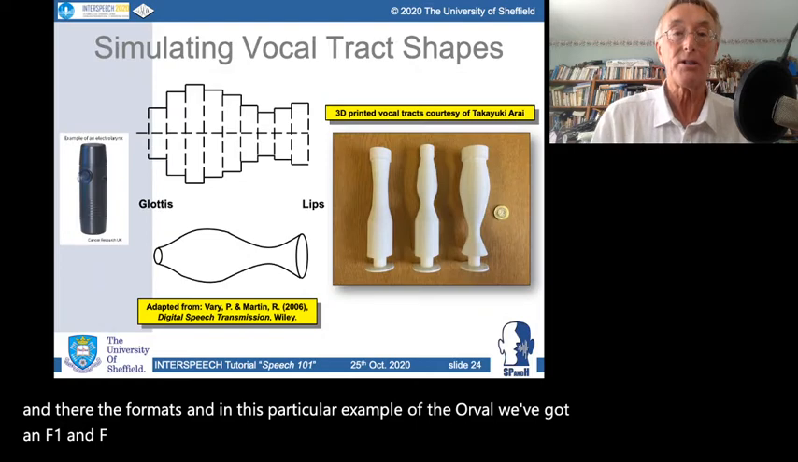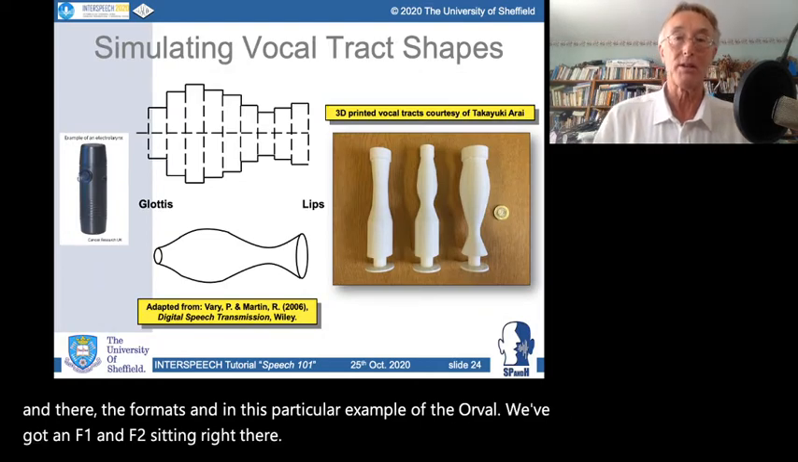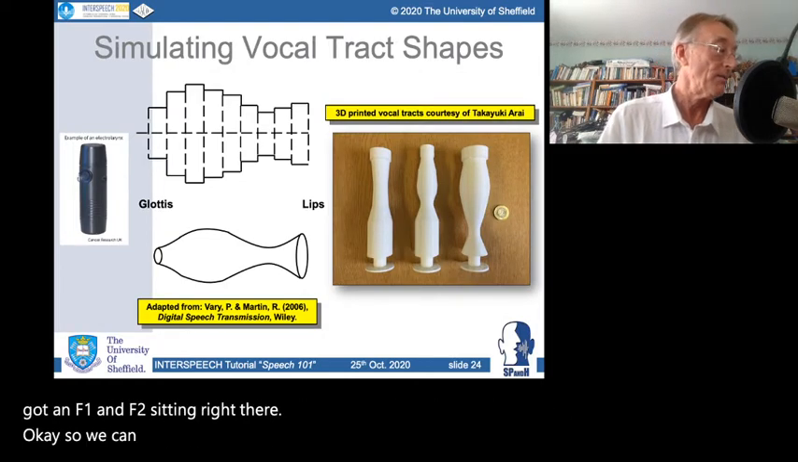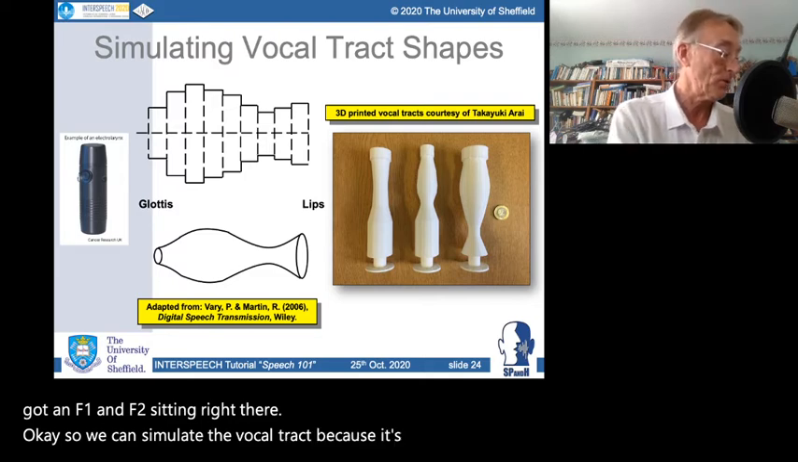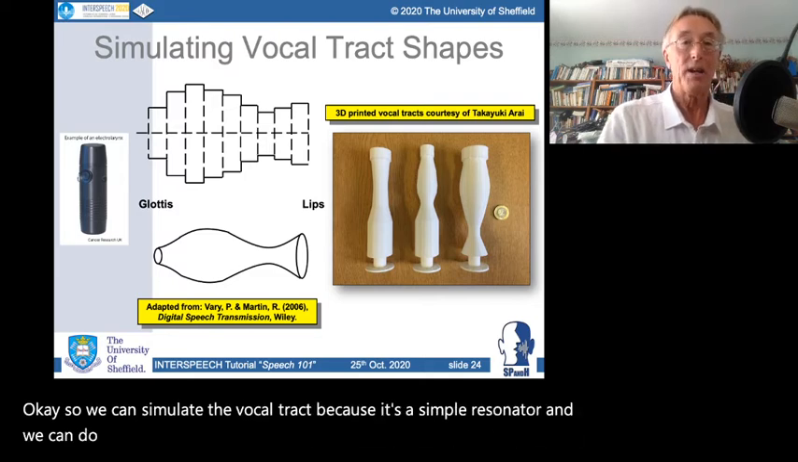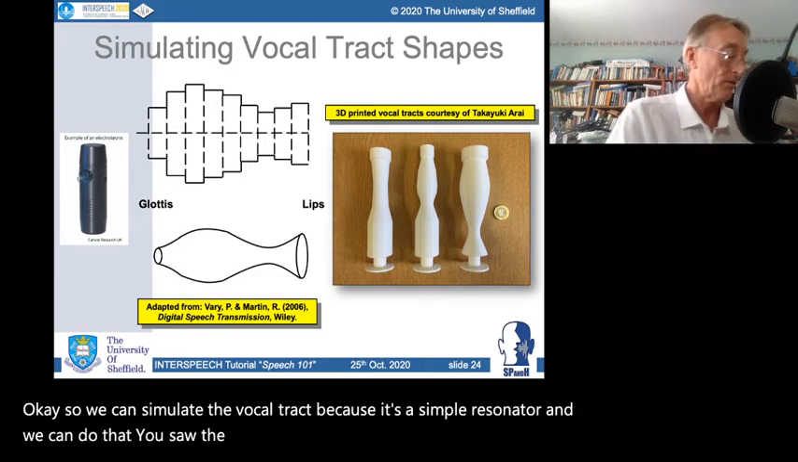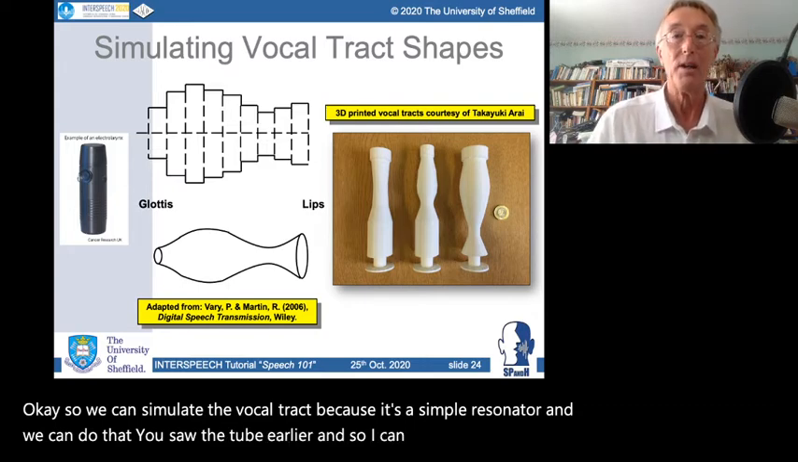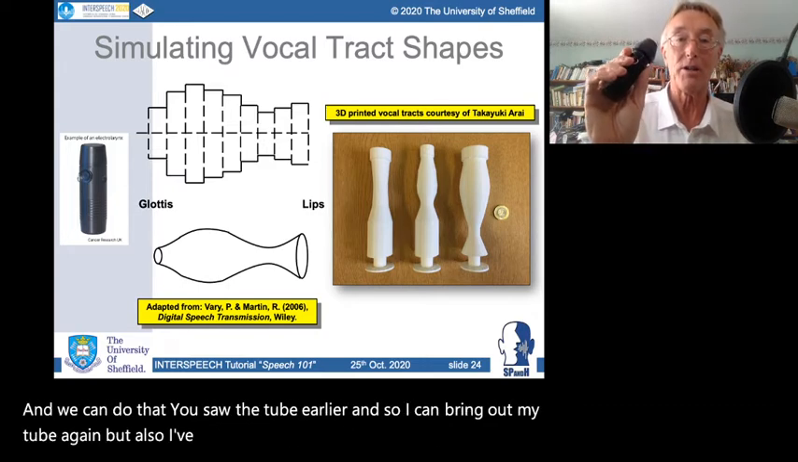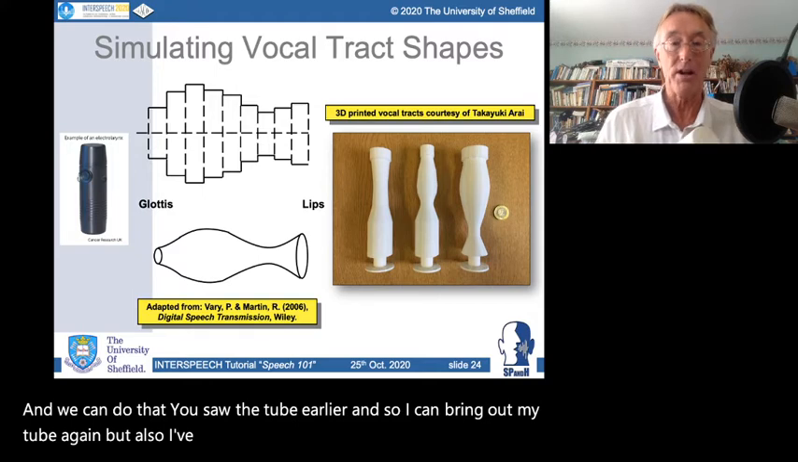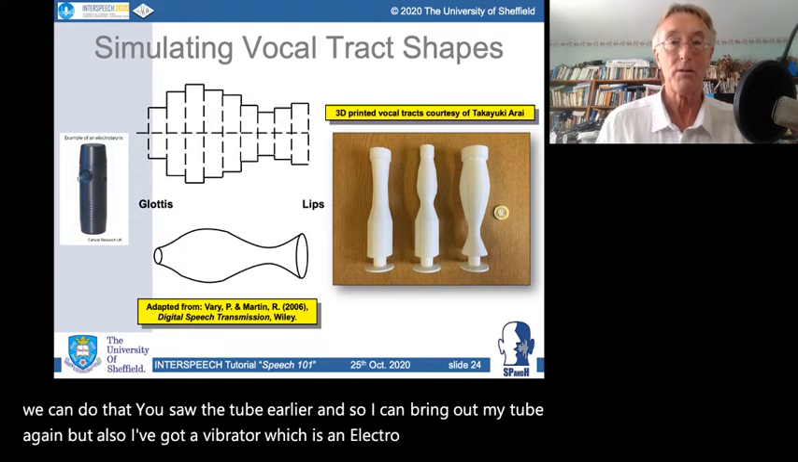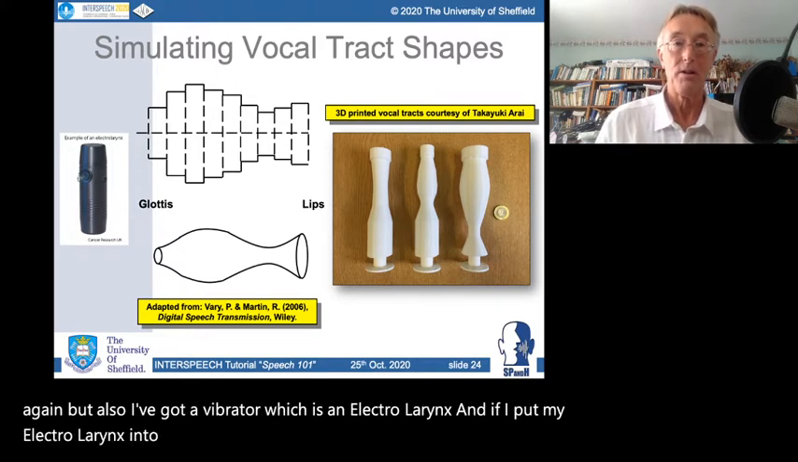Okay, so we can simulate the vocal tract because it's a simple resonator. You saw the tube earlier, and so I can bring out my tube again, but also I've got a vibrator, which is an electrolarynx. And if I put my electrolarynx into my 17-centimeter tube, that's exactly the same as me doing this.